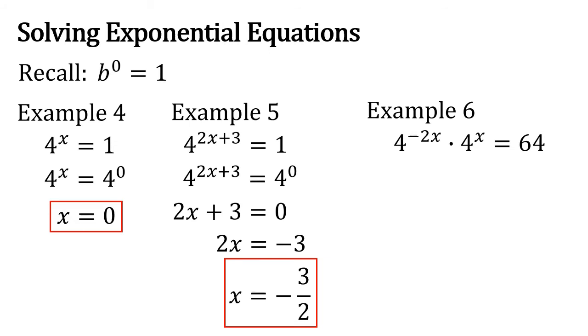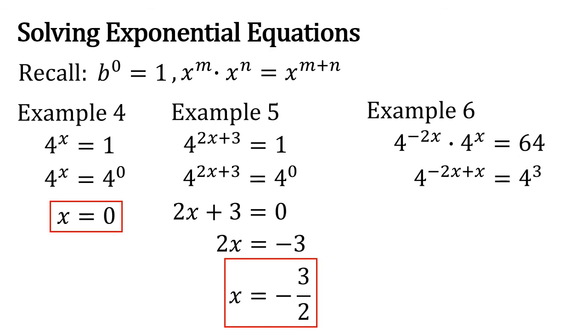So for example 6, 4 raised to negative 2x times 4 to the x equals 64. So remember the law of exponents: x to the m times x to the n equals x to the m plus n. So if they have the same base, we can add the exponents. Here we have 4 raised to negative 2x times 4 to the x, so we can add negative 2x and x. We can express this as 4 raised to negative 2x plus x. And then the right side of the equation, 64, express it as 4 cubed.